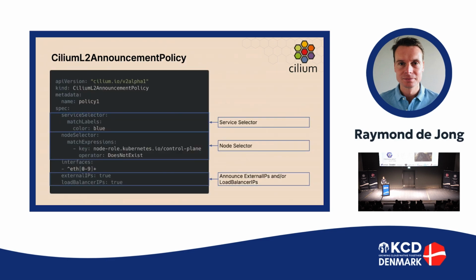So how does this work? There's a separate CRD for that. You will specify services you want to advertise. In this case, I'm matching on labels with color blue. You again select nodes that will be eligible for advertising those IPs. Keep in mind that with layer 2, it's only one node. There can only be one active node advertising that IP and receiving traffic for that IP. And then you can define interfaces and specify if you want to do external IPs and/or load balancer services and so forth.